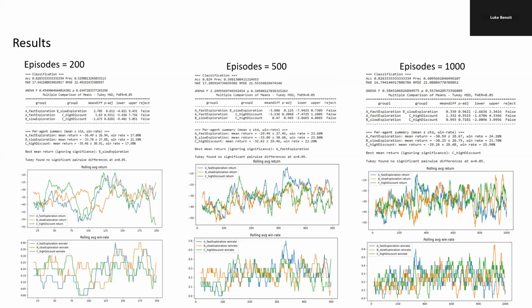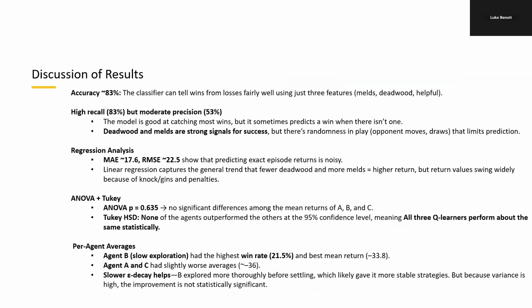For all of the different simulations, we actually get slightly better accuracy and precision, but not a drastic change. And that makes sense when we take a look at some of our other analysis as well. So it can tell wins from losses fairly well using the features that we implement. We have high recall, but again, moderate precision. We're about 53 to 60%. And the model is good at catching most wins, but sometimes fails to predict where there is a win.